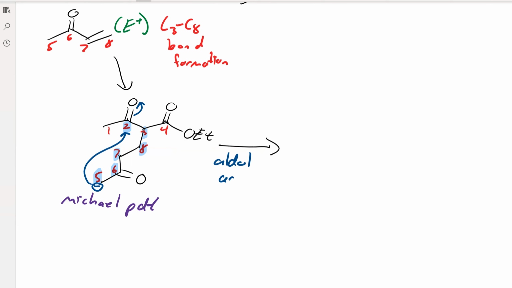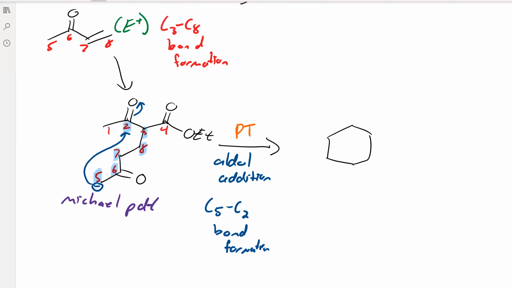So overall, this is an aldol addition with the C5 and C2 bond formation. And then I'm also going to sneak a proton transfer into here. So we've got our 6-membered ring, so we can just draw a 6-membered ring, and then we can start numbering arbitrarily, 6, 7, 8, and then 3, 2, and 5, right? Why am I picking those numbers? Because these are the numbers that are within my ring.